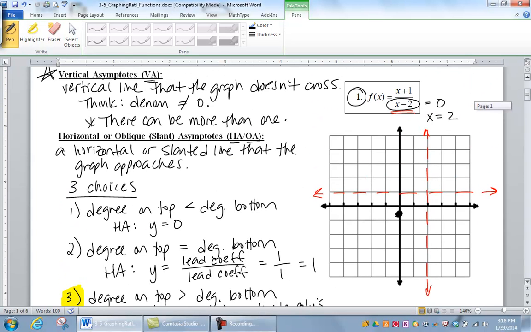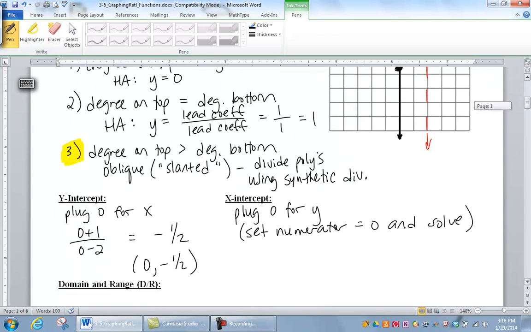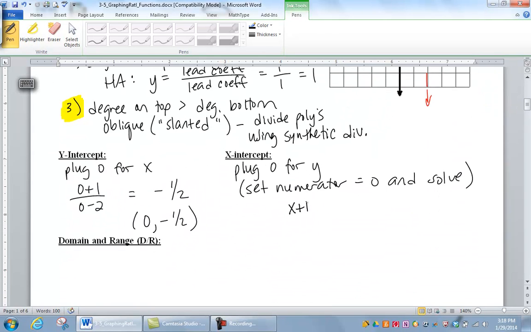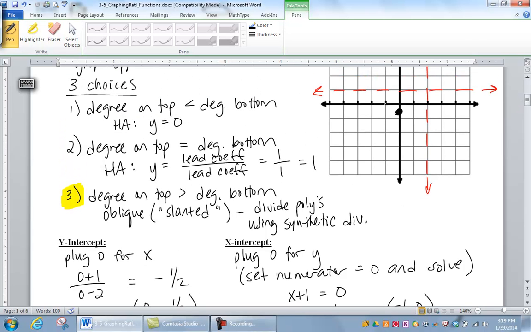So our numerator of this equation is x plus 1. I'm going to set the numerator, which is x plus 1, equal to 0 and solve for x. So you get x equals negative 1. That means that the x-intercept is negative 1, 0. I'm going to now update my graph again and put negative 1, 0 on the graph. So that is here.